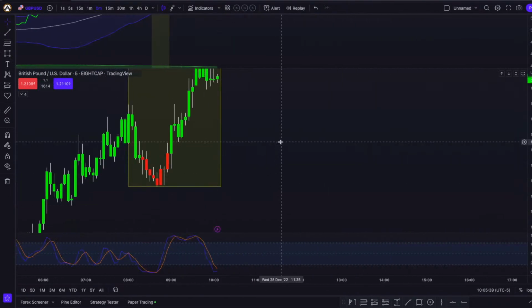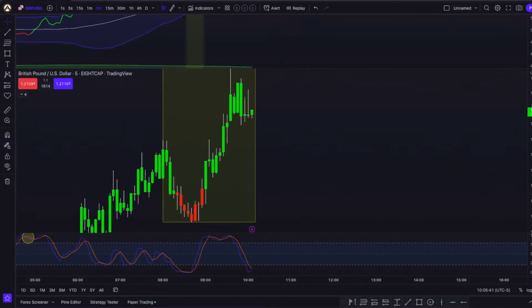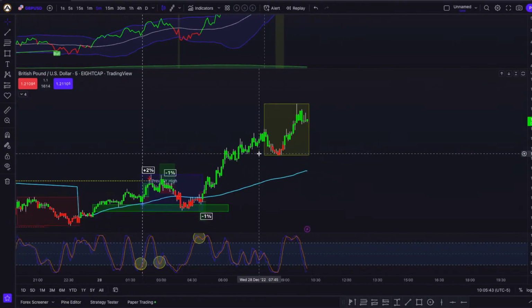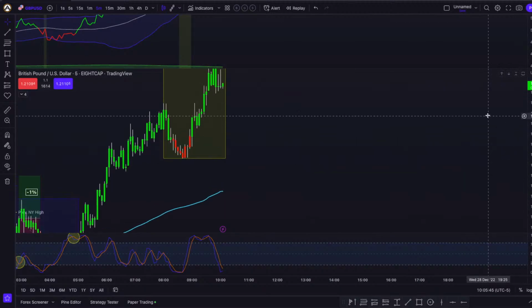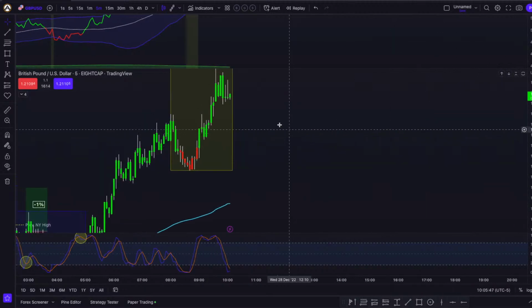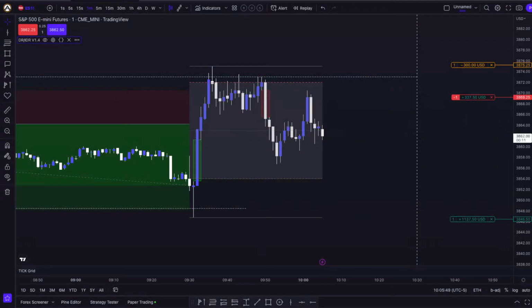Let's have a look at cable. Forming new higher highs, very beautiful. All right, let's wait and see.